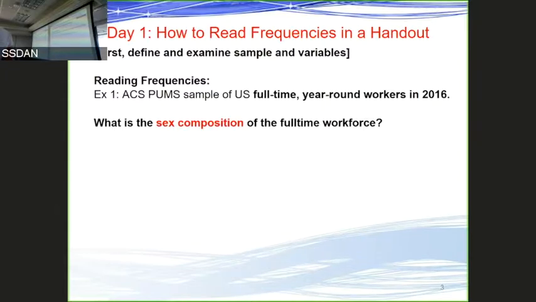I always try to get them to guess before I show any data at all, because then it starts meaning something. And it's astonishing what they'll guess. So I'll start with you all. What do you think the sex composition is of a full-time, year-round workforce? 50-50? Anyone want to guess?